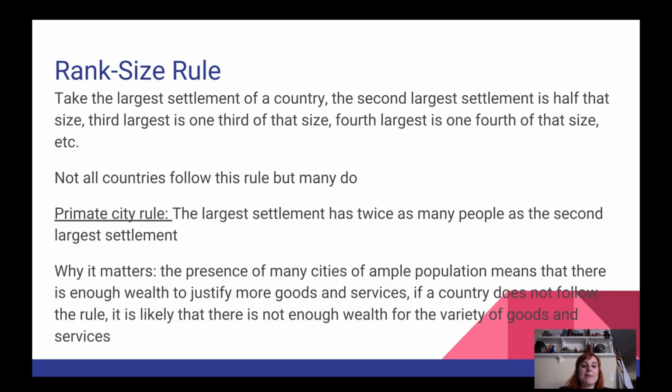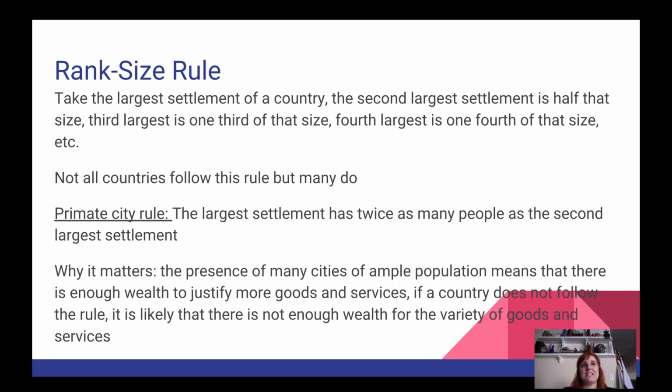Then there's also the primate city rule. The largest settlement has twice as many people as the second largest settlement. So that's part of rank size rule. But there are lots of countries that have a primate city and then it doesn't totally follow rank size rule after the second city. Does that make sense?